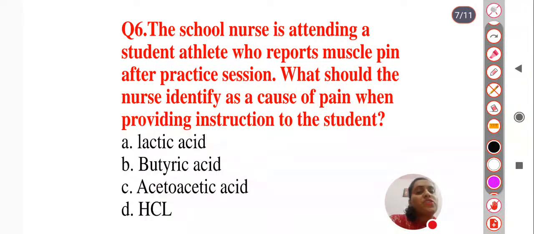Now the sixth question is NCLEX based. I have included 2 NCLEX based questions in this live session. So question number 6 is NCLEX based. Listen to it properly. The school nurse is attending a student athlete who reports muscle pain after a practice session. What should the nurse identify as a cause of pain when providing instructions to the student?